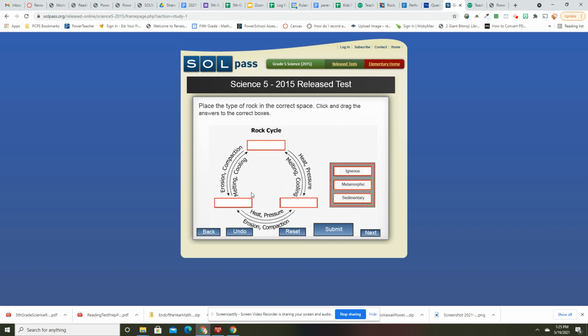So here he's going to label. Pointing to this phase, melting and cooling, that's going to be igneous. Heat and pressure is right here, so that's going to be metamorphic. And then sedimentary is erosion and compaction. So those two are pointing to that. So make sure that you're paying attention to what's being pointed at.